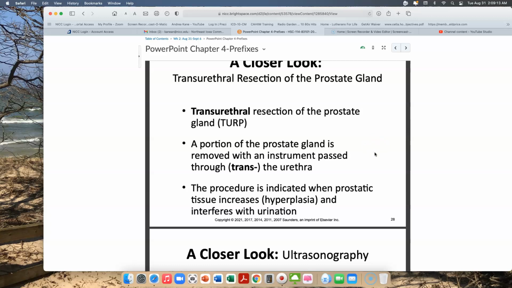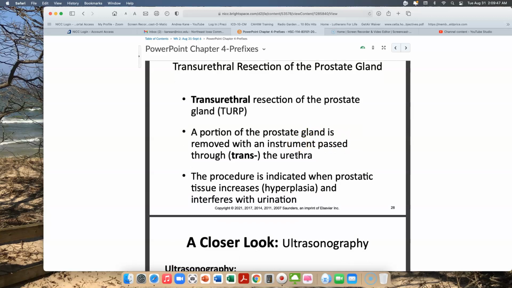And I think there's a figure in your book for this where it shows you how the prostate gland is around the urethra, and when the tissue increases, when that hyperplasia happens, it squeezes that urethra and causes difficulty urinating for men. So what they go in and do is they remove the prostate tissue that is squeezing the urethra to free that back up. And that's called a TURP procedure, or transurethral resection of the prostate gland.